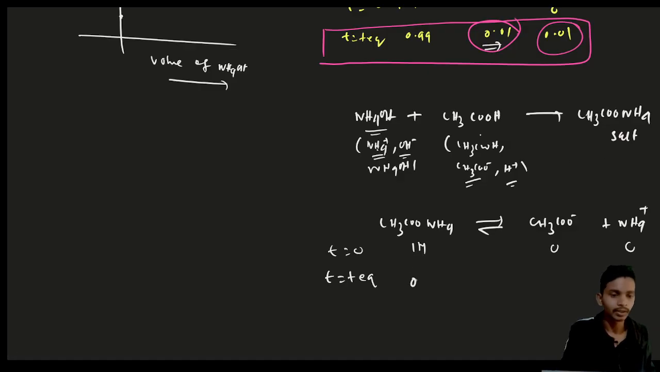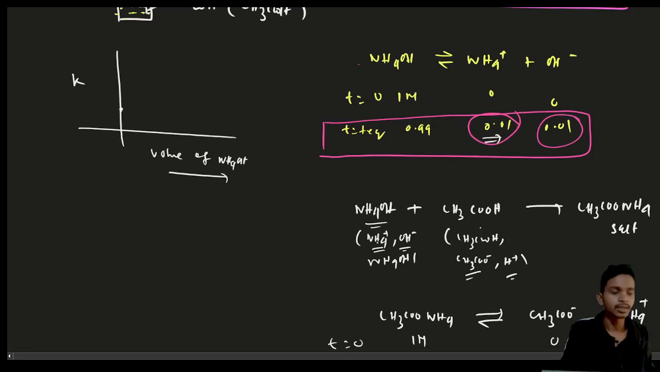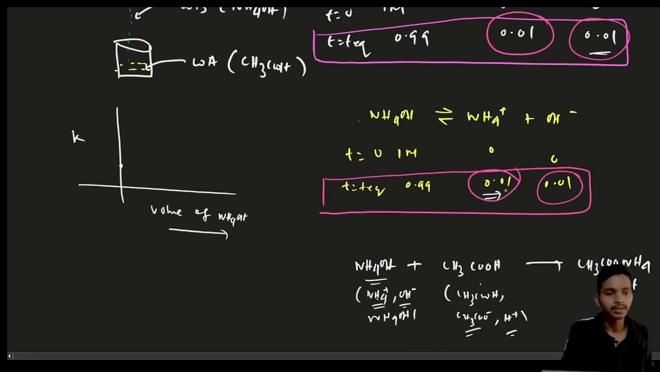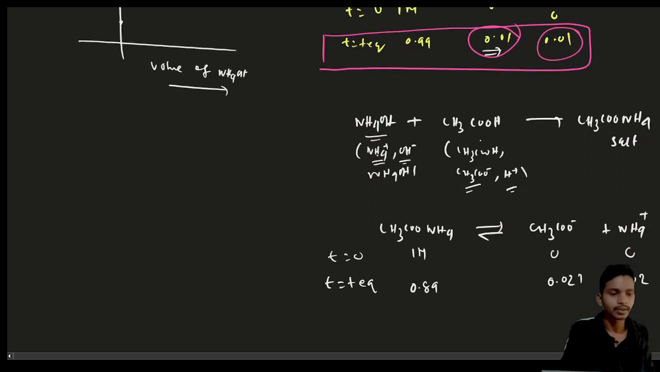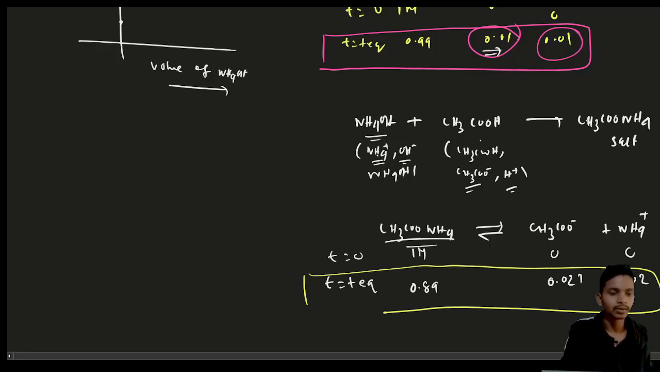So from here, let's say this dissociates into 0.02, 0.02. So this dissociation, but this weak acid is 0.01, while this dissociation is 0.02. So compared to weak acid and weak base, this dissociates more because this is a salt. So this is present in the solution.